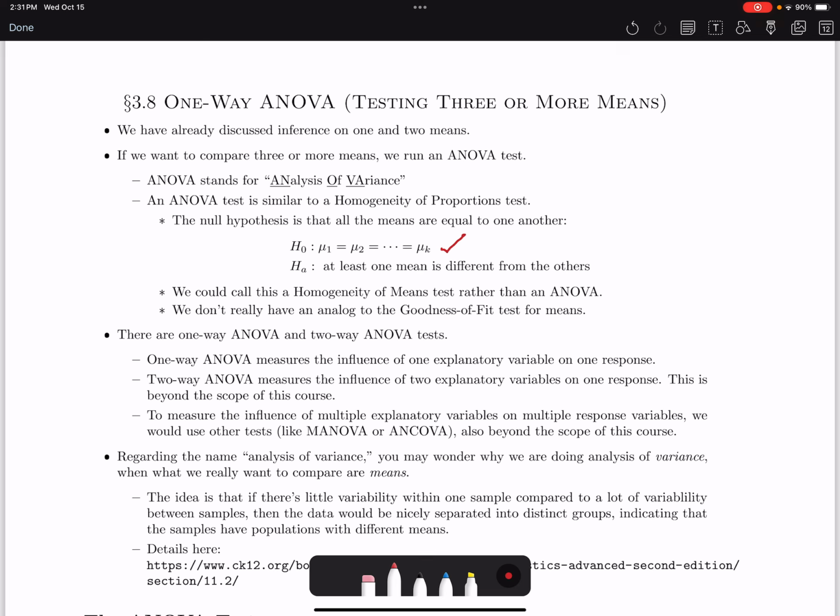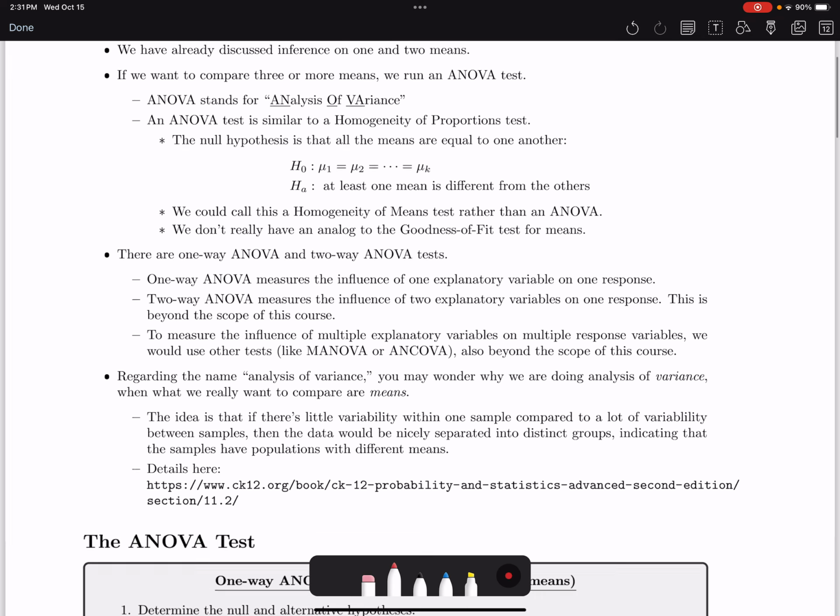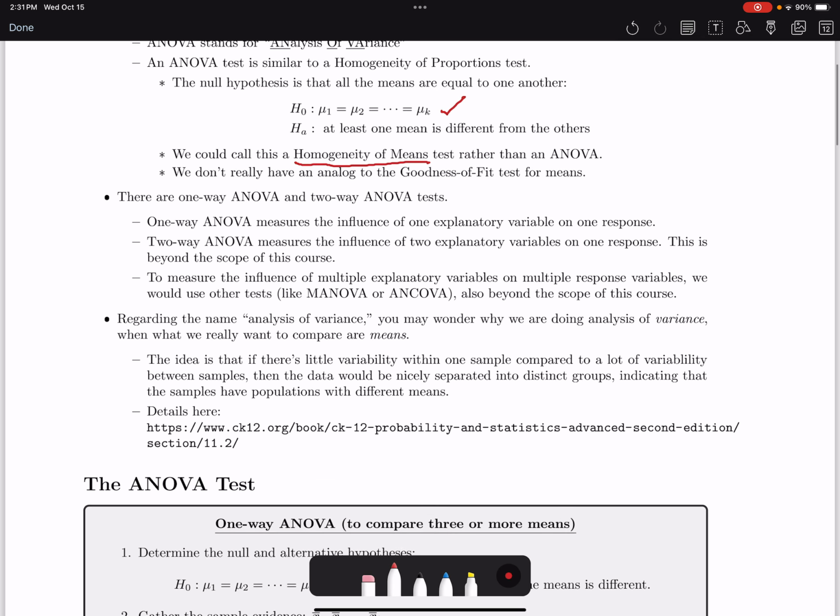So it's not a test where we're saying mu1 equals 7, mu2 equals 13, mu3 equals something else. No, we're just going to say mu1 equals mu2 equals mu3, etc. for however many means we're comparing. So in that sense, we could call this test a homogeneity of means test, but the word for it is ANOVA. There are one-way ANOVA tests and two-way ANOVA tests.